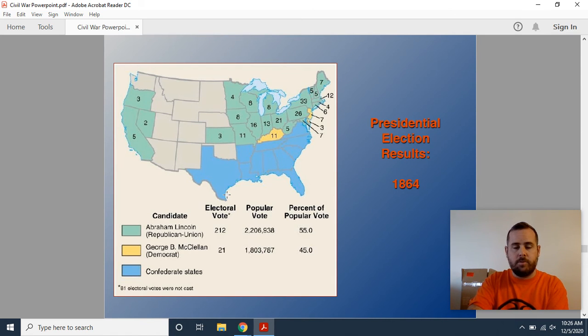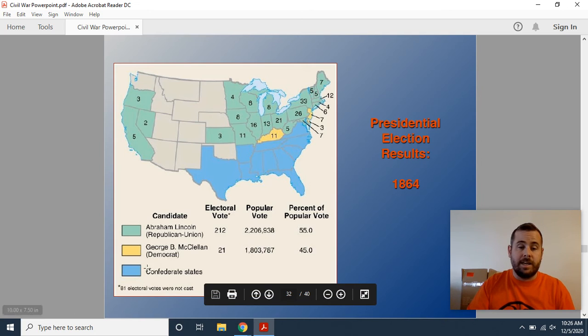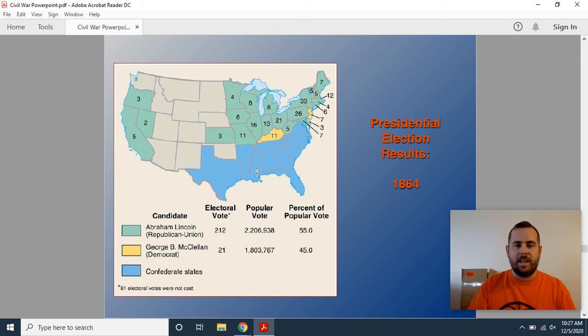A few last things before we wrap this up. In 1864, it was an election year, and Lincoln was actually running against his old general. McClellan had become one of those peace Democrats. And if you look at the election, Lincoln wins big. He gets more popular vote, more electoral votes than he did in 1860. Of course, the southern states aren't part of this. And it looks like, oh, Lincoln wins in a landslide.